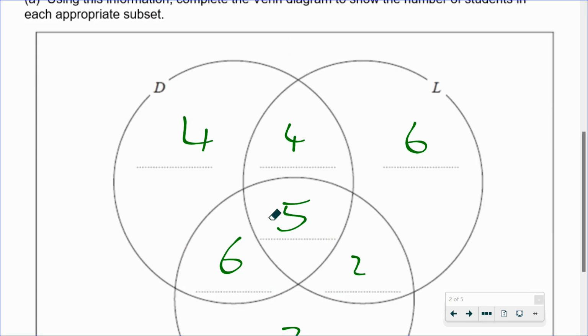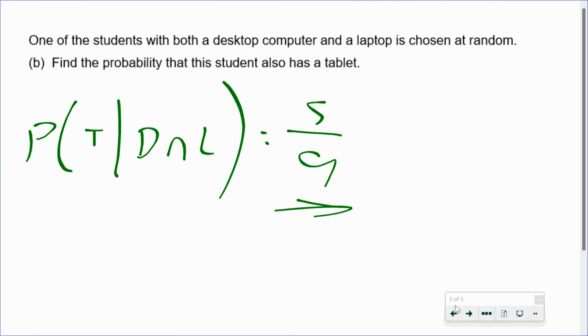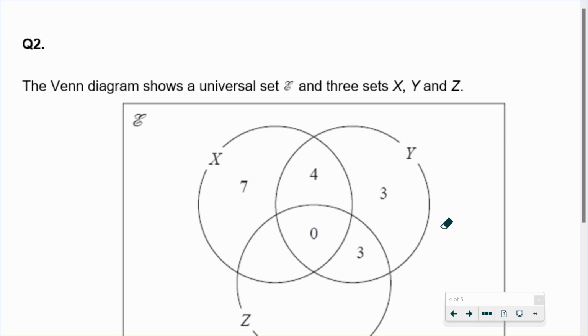Now, it's worth noting, actually, if you got that bit wrong, but you actually got it right for your numbers, so let's say, for example, your 4 and 5 were not 4 and 5 in part A, you got different numbers, but what you calculated was correct for your Venn diagram, you do get those marks.